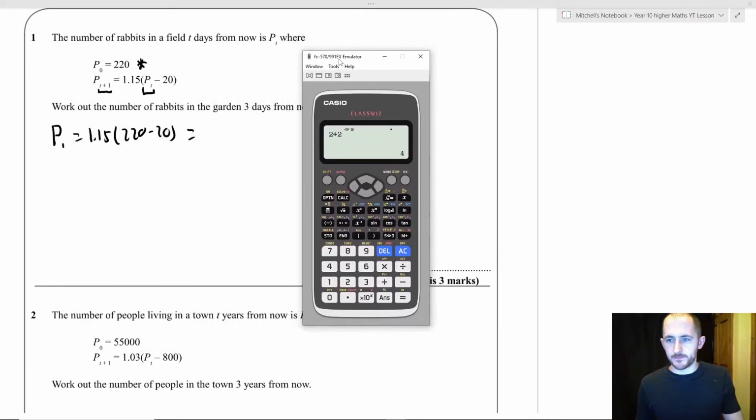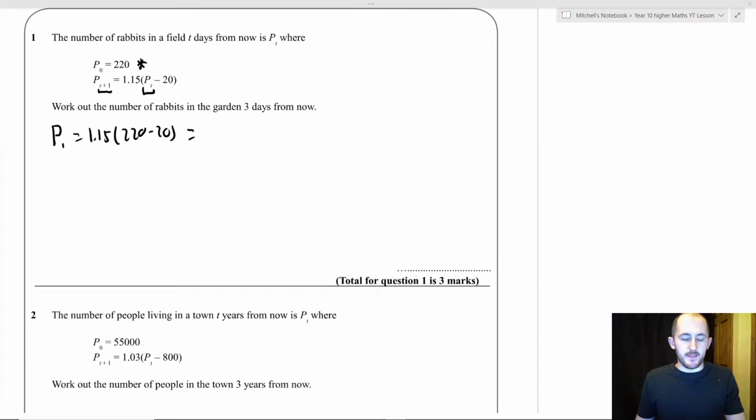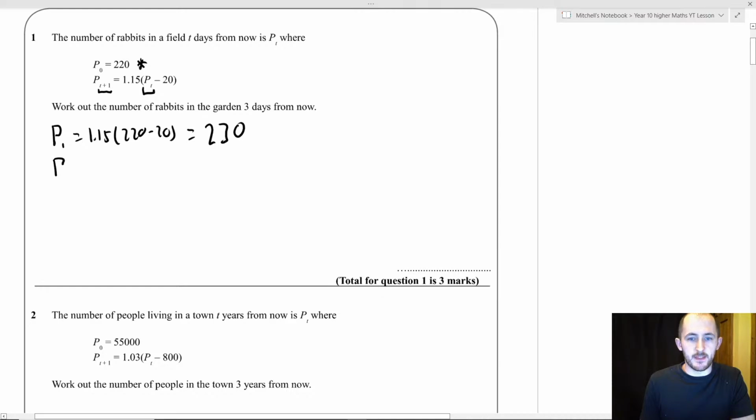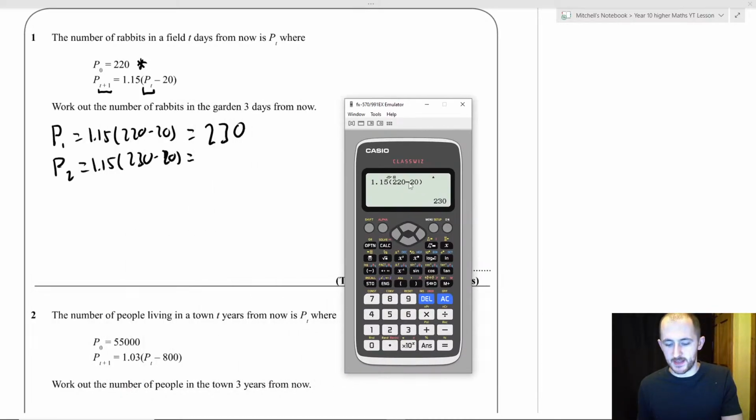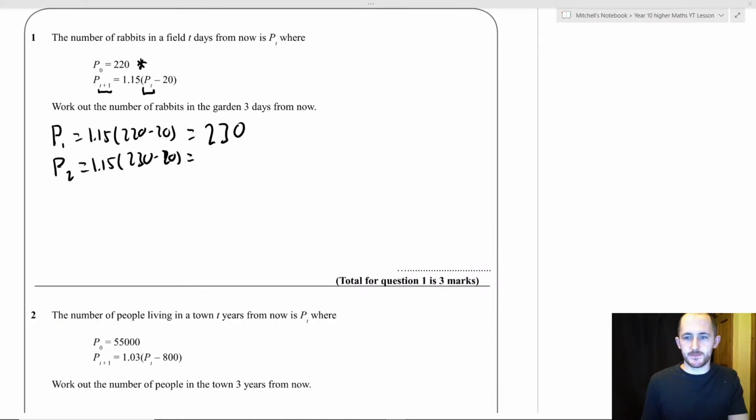So 1.15 bracket 220 minus 20, 230, and then you'd keep going. So this is one way to do it. And I'm doing it the long way just this once, so I can show you a shortcut. Again, I know some of you have already expressed that you know what to do. And then all we do is we change that to 3. And then we're going to keep going. 241.5. And then lastly, P3.